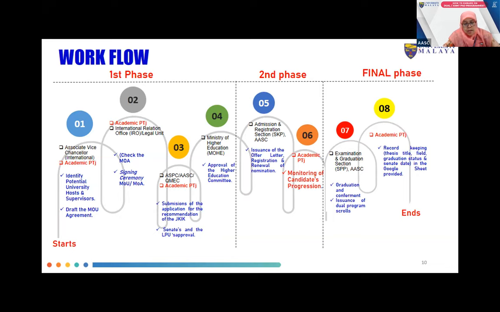Okay. Then after everything is settled and everybody is satisfied with what is written in the MOU, we will hold a signing ceremony. This is where I can say it's officially the start of the event where this group of people embarks on the dual track.